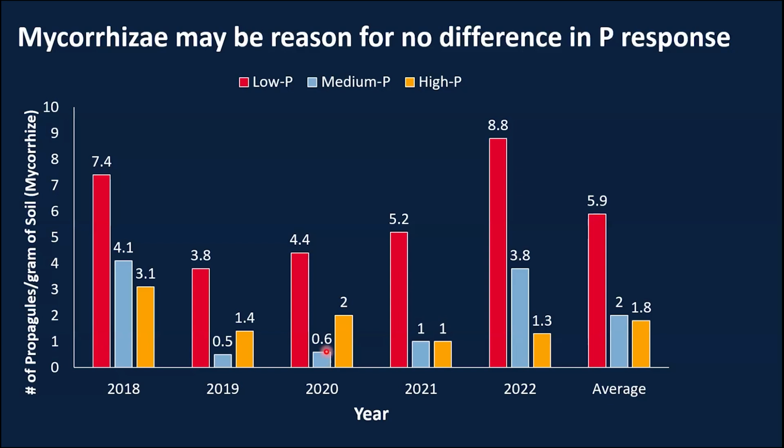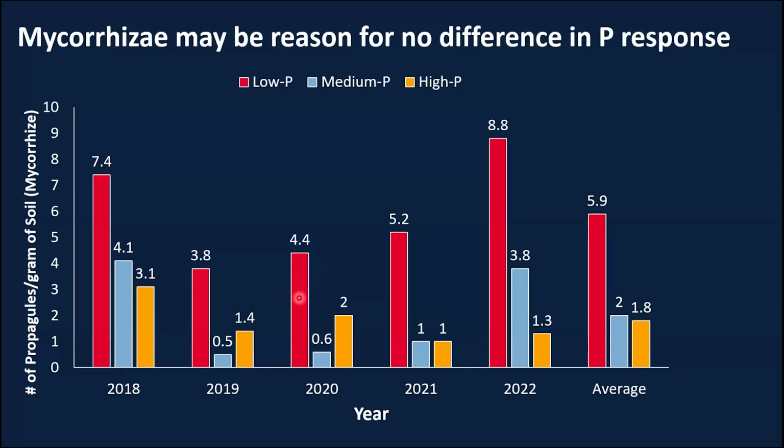What might be happening is that these mycorrhizal fungi are helping dissolve more phosphorus and make more phosphorus available in these lower soil testing soils, to make up the difference compared to the higher soil test phosphorus soils. That could be one of the reasons we're seeing similar yields regardless of soil test P level in this field.